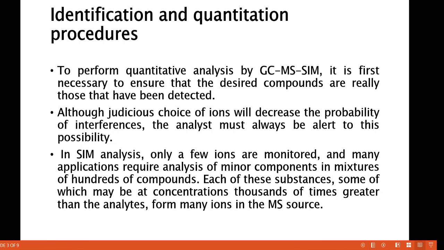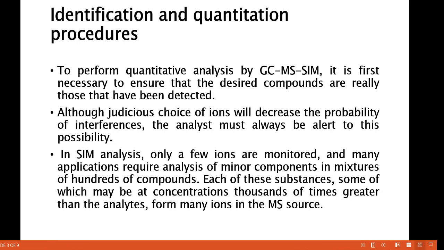In the previous lecture we discussed the selected ion monitoring technique. We also discussed that when we get a mass spectrum, we get different ion peaks. Out of those ion peaks, we only select those ions which we require, which show the most abundance. So by selecting that ion, how the identification and quantitation procedure is done is explained in this point.